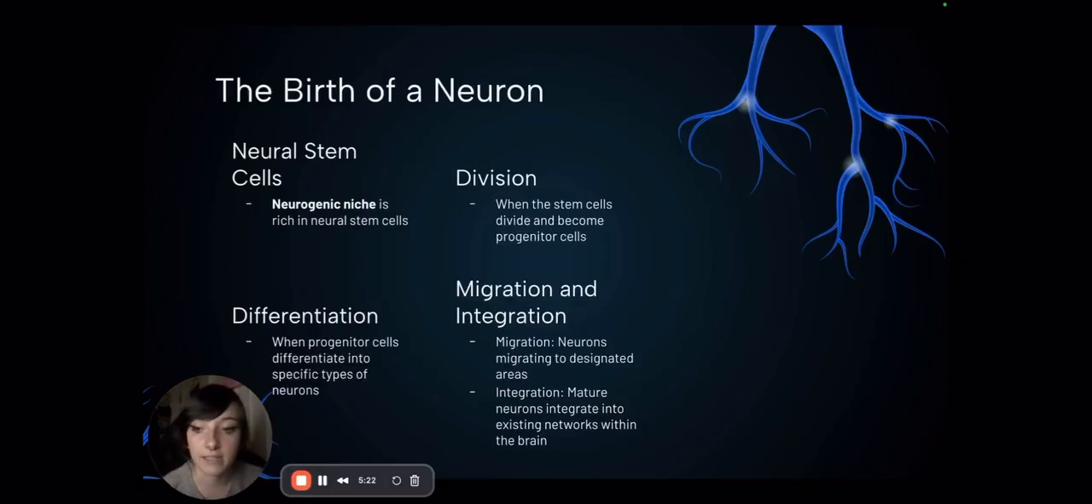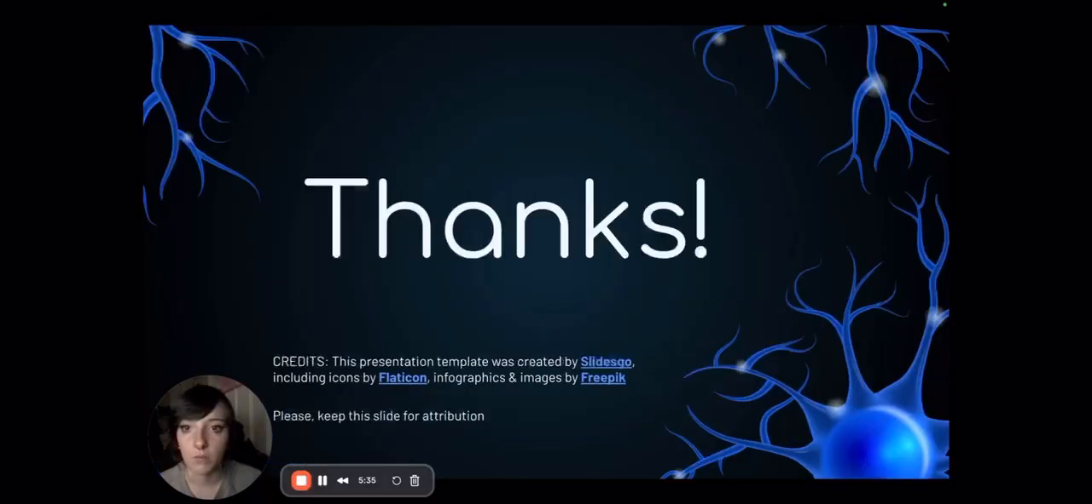And then there's migration and integration. Migration is when the new neurons migrate into designated parts of the brain. And then integration is when the neurons mature and get bigger, and then they migrate into neural networks to form brain circuits.